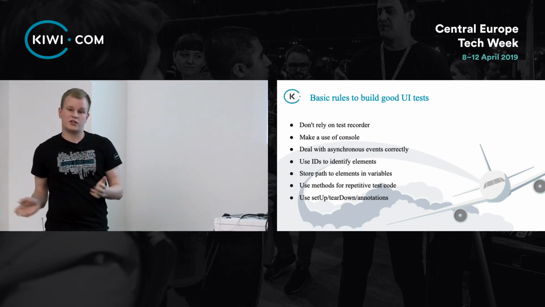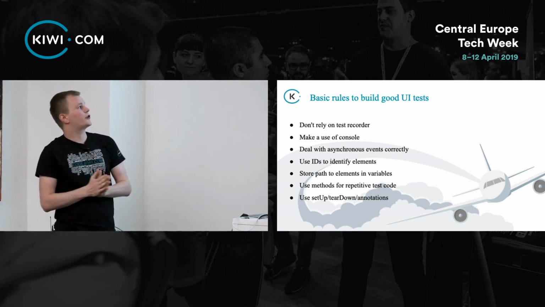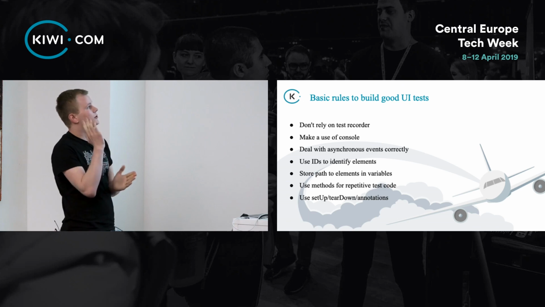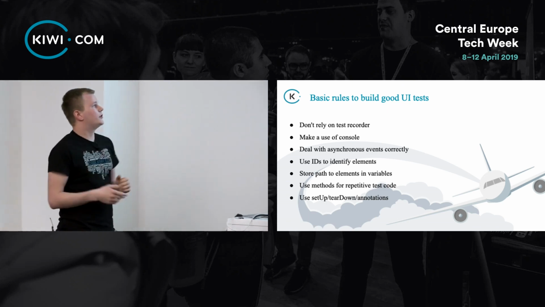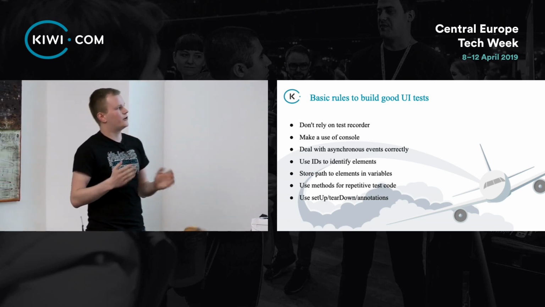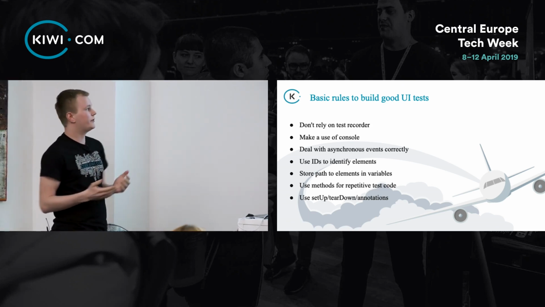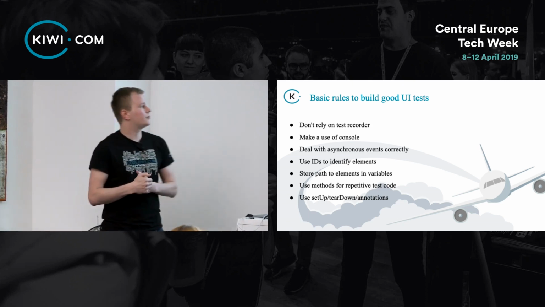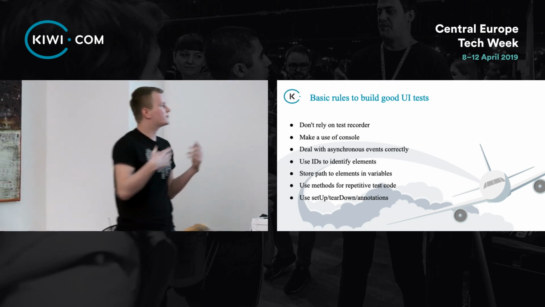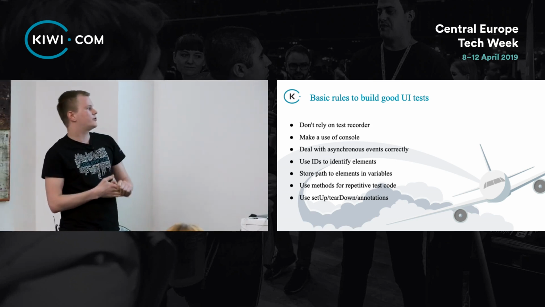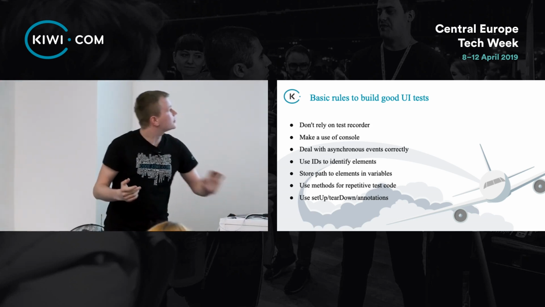Okay, so what are some basic rules of building a good UI test? You shouldn't rely on the test recorder. You should make use of the console when possible. You should deal with asynchronous events correctly. You should use IDs to identify the elements you want to interact with. You should store the paths to your elements in variables. You should use methods for your repetitive test code, and you should use setups, teardowns, and annotations. Yeah, I will get to that later.